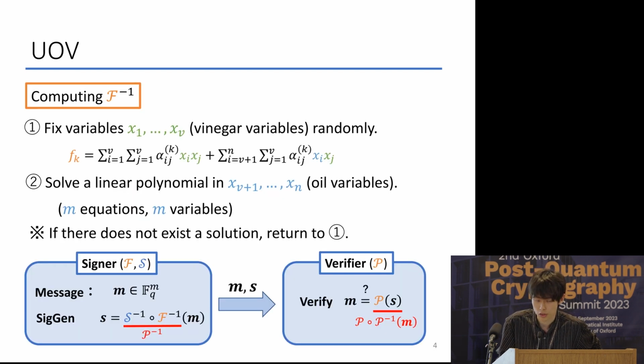By using this structure of the central map F, we can easily invert it. First, we fix the values of the Vinegar variables x1 to xv randomly. By substituting these values, the polynomials f_k of the central map become linear in the oil variables. In the second step, we solve the resulting linear system in the oil variables. This system has m equations in m variables, and thus has a solution with high probability. If no solution exists, we return to step one and choose other values for the Vinegar variables. In this way of inverting the central map F, we can realize signature generation and verification.